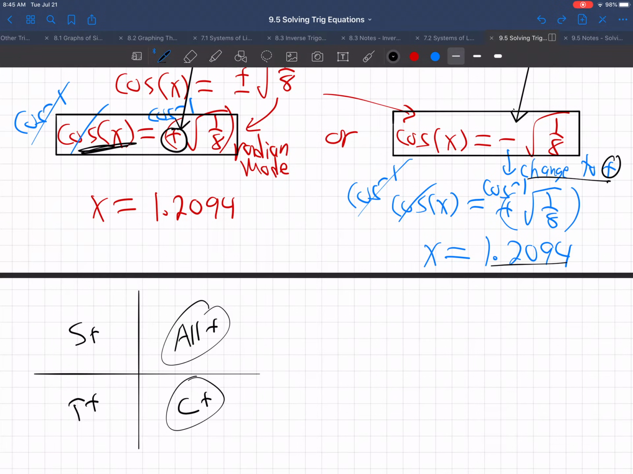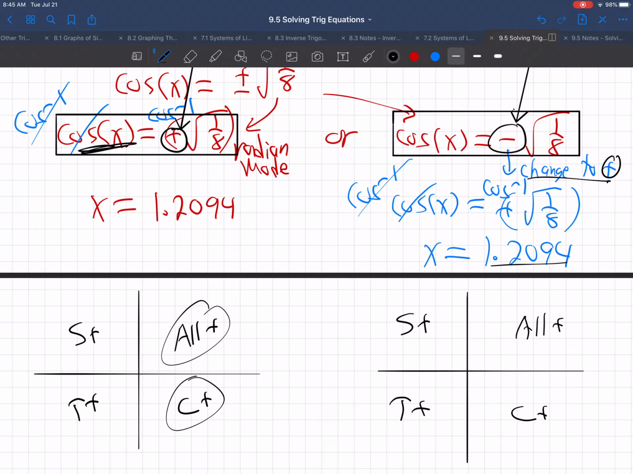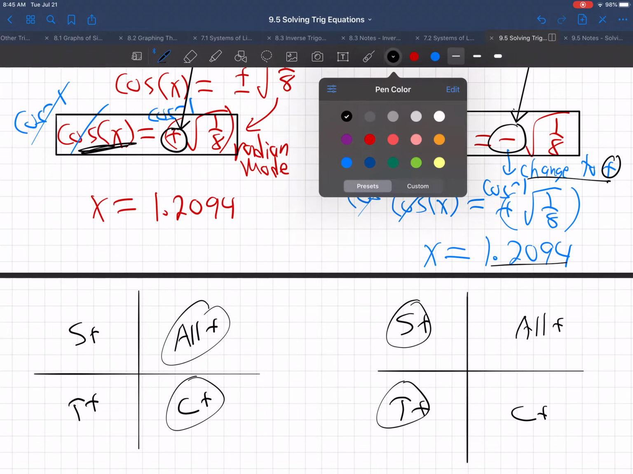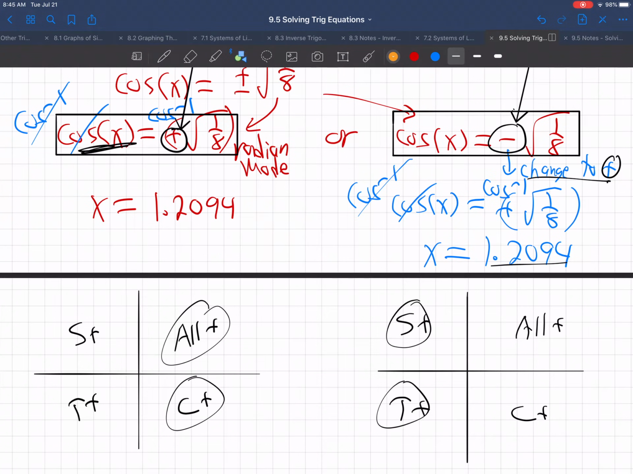So those are the two quadrants where cosine is positive, whereas over here, again, the all students take calculus, we want cosine negative. This side is cosine negative. So what are the two quadrants for cosine negative? Well, this one and this one. Gotcha. So is that making sense? So now, we're going to have an answer here and an answer there. And we're going to have an answer here and an answer there for the various cosine questions.